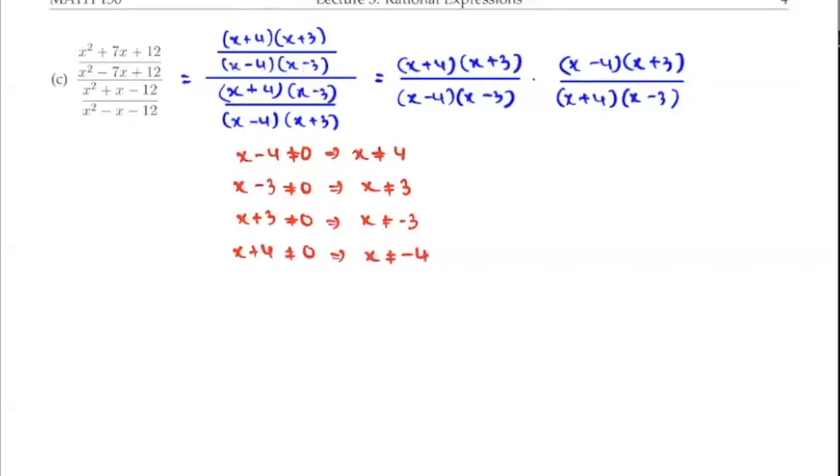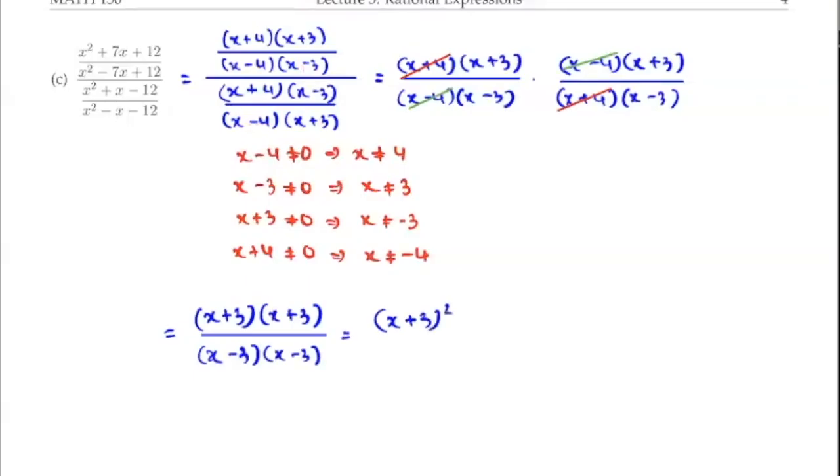Okay. Now, next step, cancellations. X plus 4 cancel out. X minus 4 cancel out. And we're left with x plus 3 times x plus 3 on the numerator, divided by x minus 3 times x minus 3. Right. Then for short, combine two terms together. This is what you get.